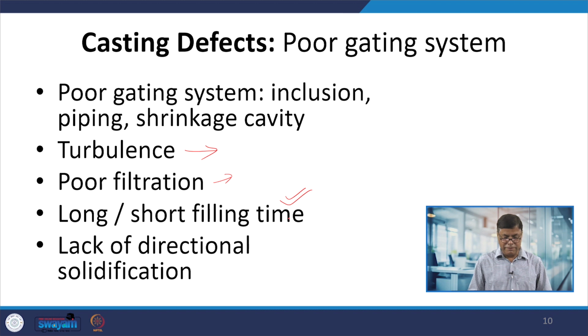Short and long casting filling times: a short filling time will have the tendency to damage the mold walls due to the excessive turbulence and sudden impact of the molten metal streams, and a long filling time may lead to a misrun kind of defect, where in one section the solidification has started while another section is yet to be filled with molten metal. The lack of directional solidification, which is actually desired most of the time, if not present, can promote piping defects or other gaseous defects in the casting.